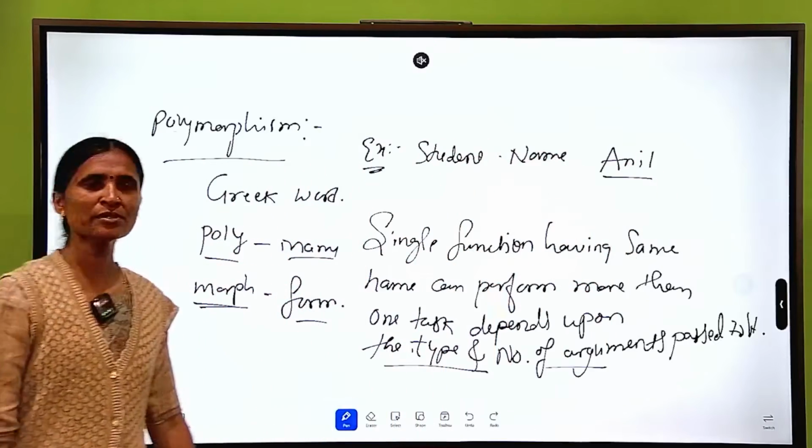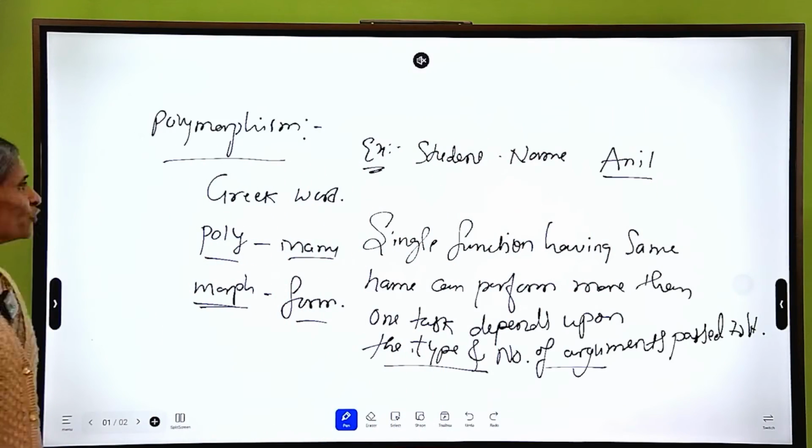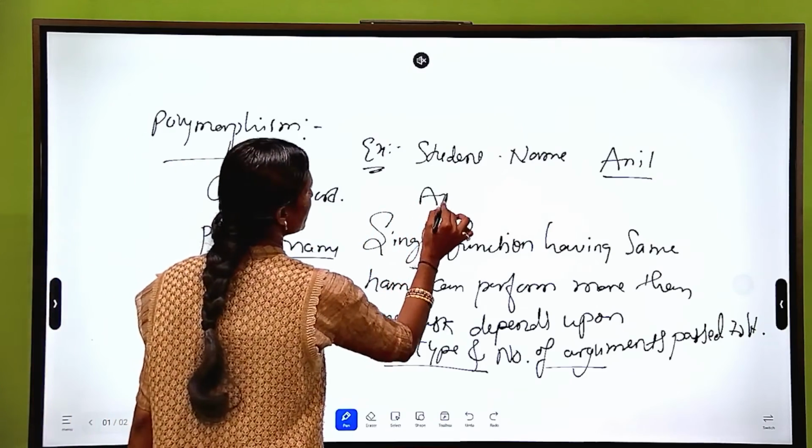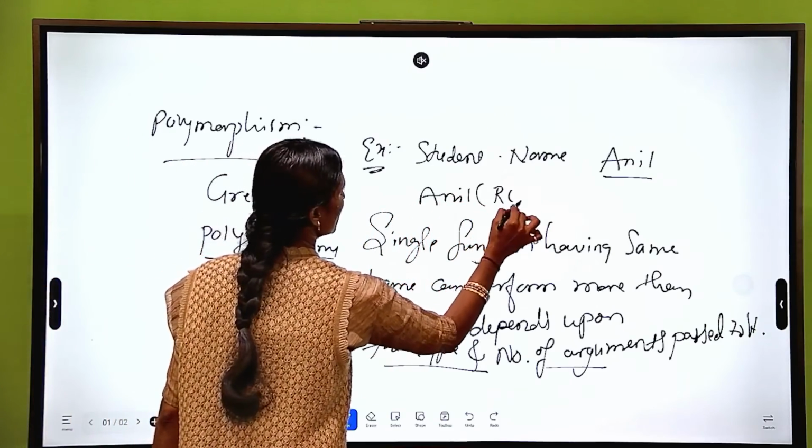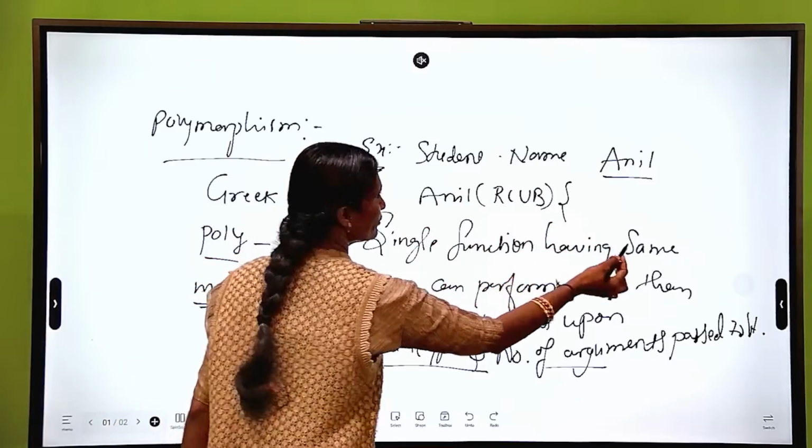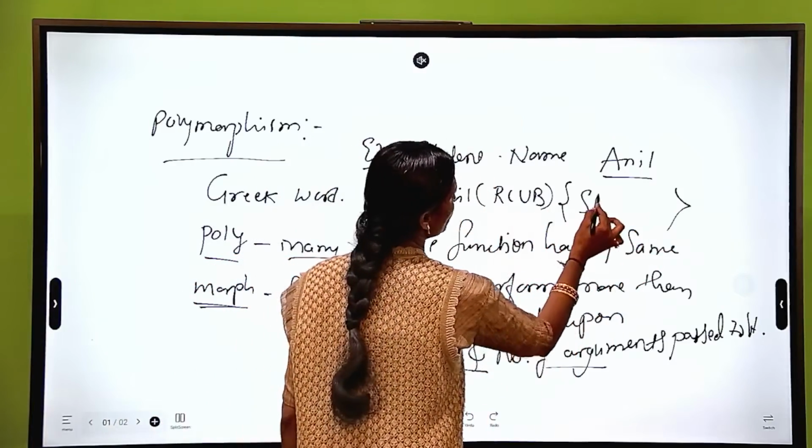Anil is the student name. Consider this as a function now. For this Anil, I am passing the RCUB as an argument. So what will he perform? He will act as a student.